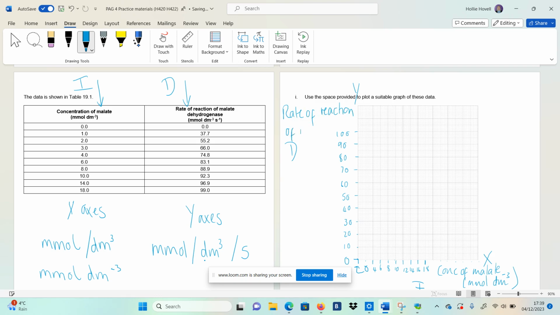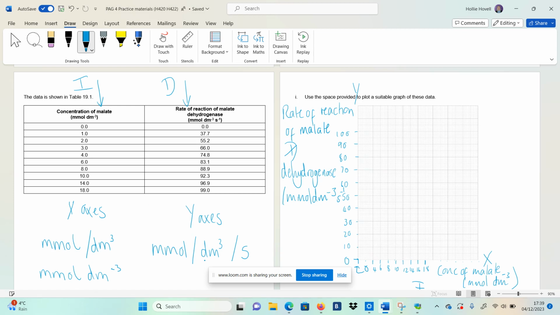Reaction rate of malate dehydrogenase, millimole decimeter -3 second -1. Okay, and then you need to plot it. You need to be really careful when you plot graphs because they're going to mark you on how carefully you can plot them.